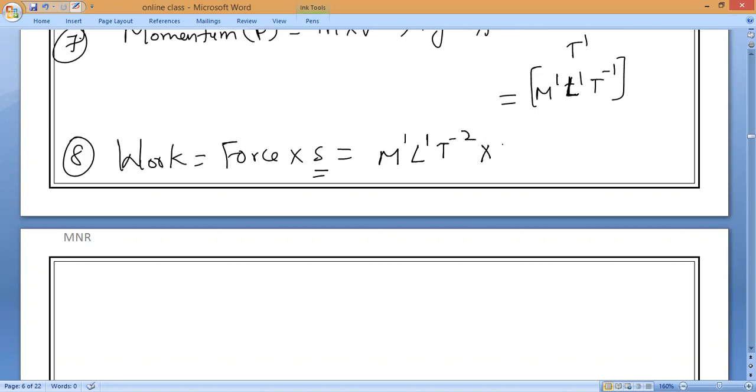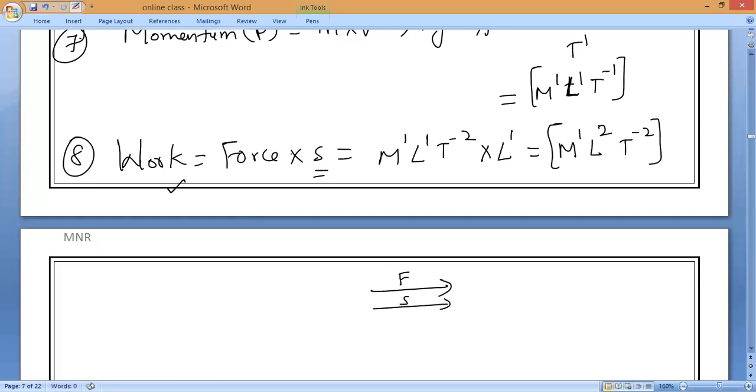Into displacement. Displacement, what is it? L power 1. So, modify it. What will come? M^1 L^2 T^-2. So, what is the difference between work and force? Dimensions. Force is M^1 L^1 T^-2, but work is M^1 L^2 T^-2. That is the difference.